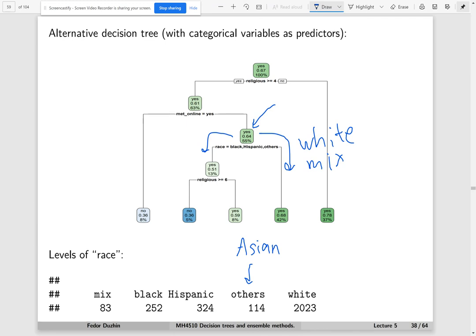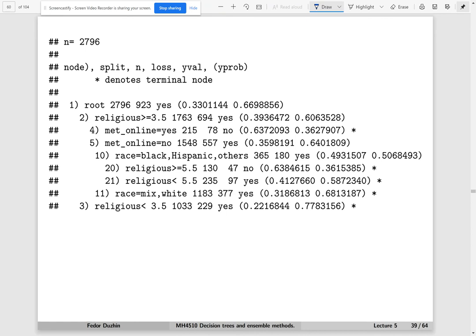So my point is that if there is a categorical variable as a predictor, then the split is chosen so that some values of the categorical variable go to the left, and some go to the right. And again, you can see this split according to the categorical variable here: either Black, Hispanic, or others versus mixed or white.